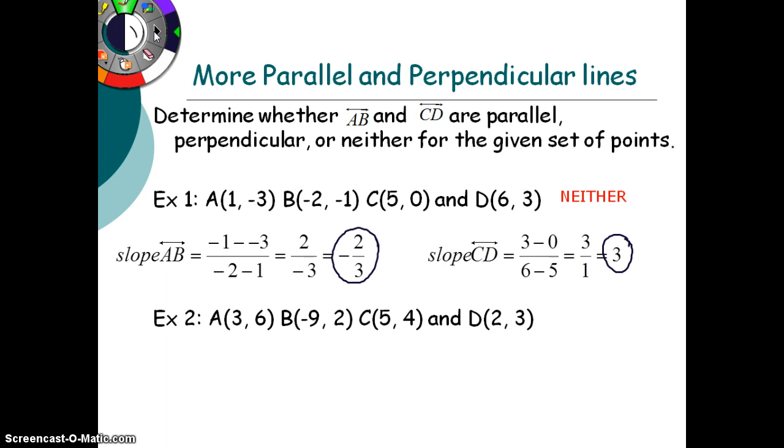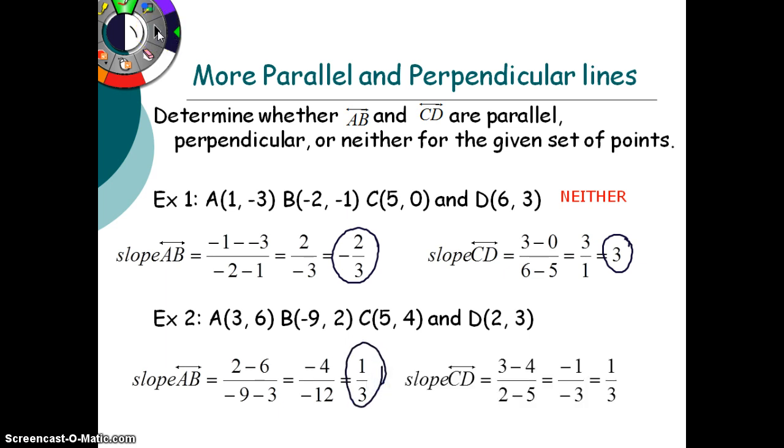The next one, the slope of AB should be 1/3, and the slope of CD should be 1/3. Since these two lines have the same slope, they are going to be parallel.